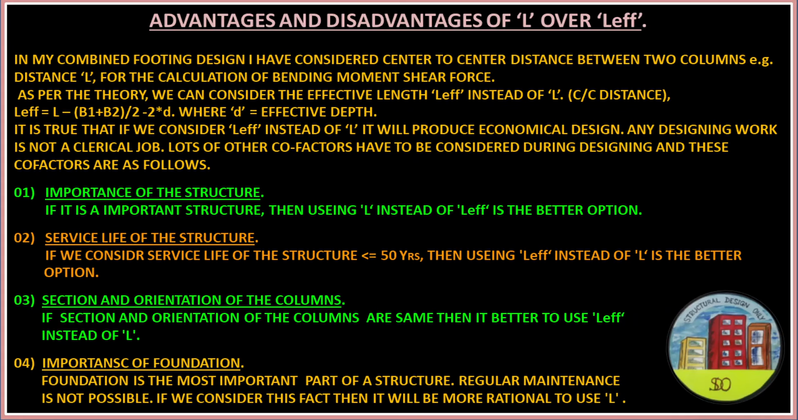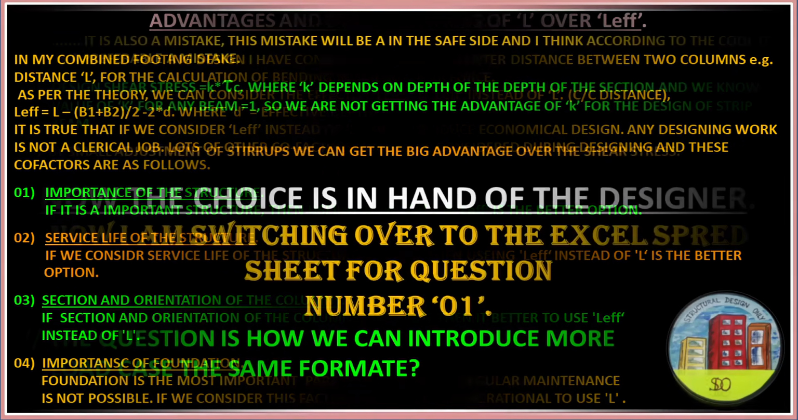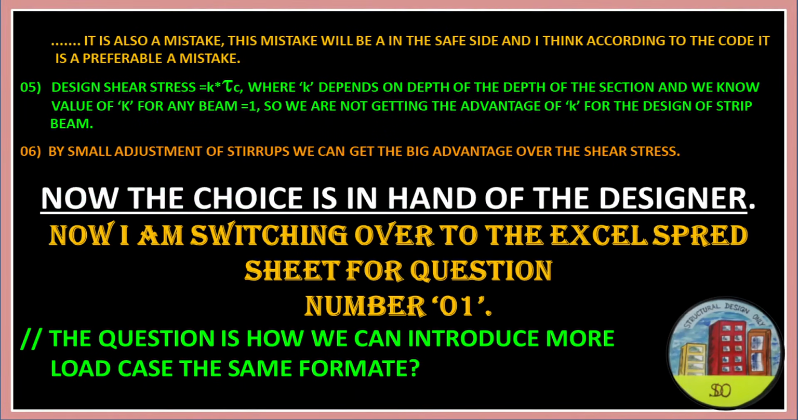3. Section and orientation of the column. If section and orientation of the column are the same, it is better to use LEF instead of L. 4. Importance of foundation. Foundation is the most important part of the structure. Regular maintenance is not possible. If we consider this fact, then it will be more rational to use L over LEF. Considering L over LEF is a mistake. This mistake will be on the safe side, and I think according to the code, it is a preferable mistake.